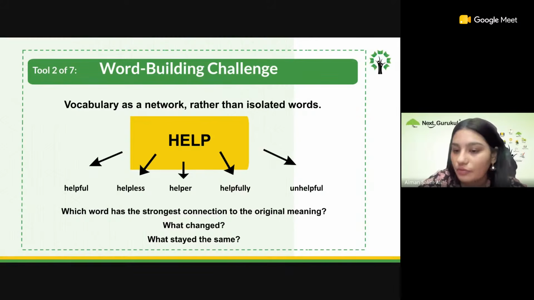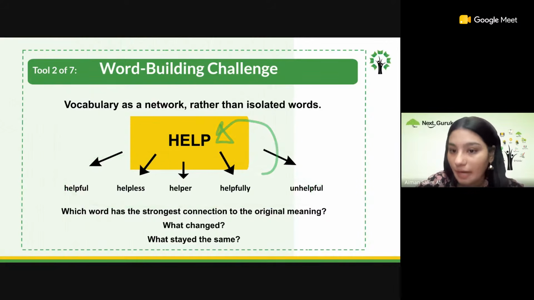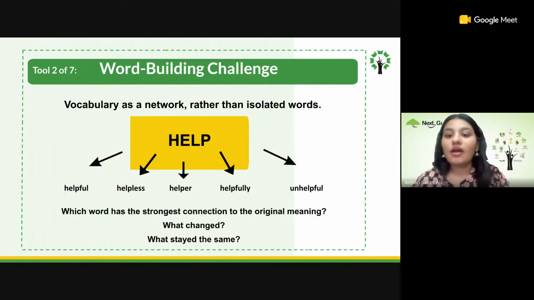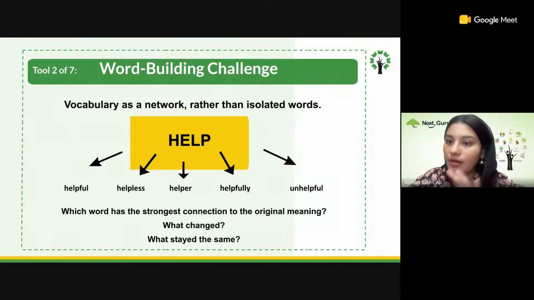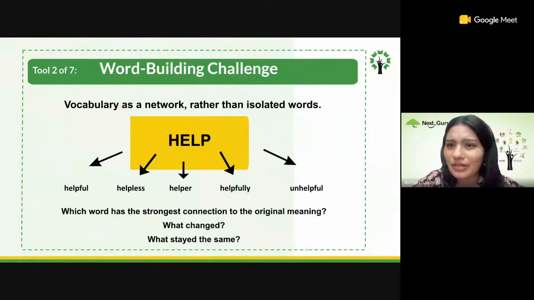All of these words have different meanings, but somehow they are all connected to this one root word, right? So vocabulary is a network. If we practice this network building in our classrooms, we can increase the vocabulary of our students, right? This was a very basic word, but you can practice it with even bigger words, right? This was just very easy, just an introductory word.